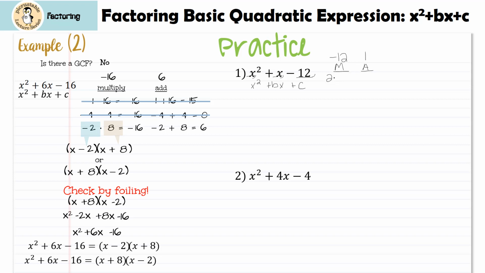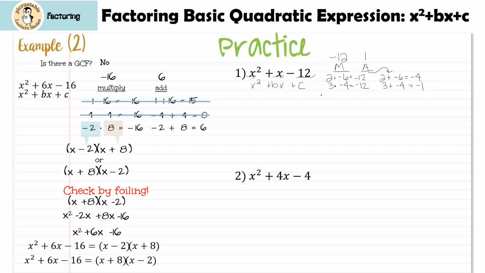Well, I know that 2 times negative 6 is negative 12. Kind of wrote these together too close, so we'll do the addition over here. 2 plus negative 6 is negative 4, and that doesn't quite work, does it? Let's try 3 times negative 4. Well, that for sure gives us negative 12. 3 plus negative 4 gives us negative 1. But guess what? It's just the opposite of what we want.